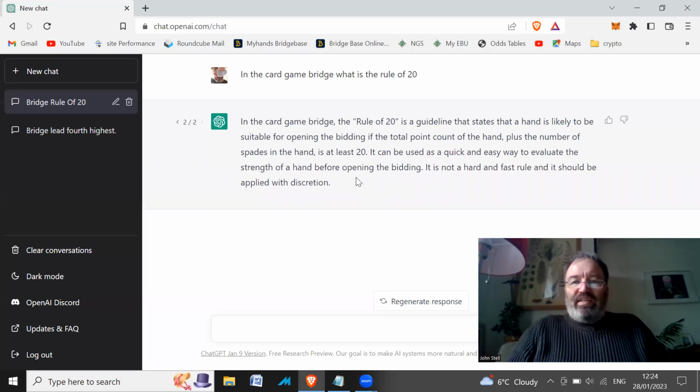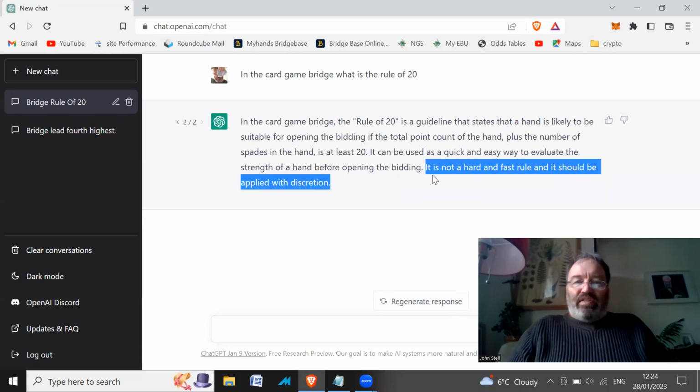It's on about the spades again, but it's not mentioned no trumps this time. In the card game Bridge, the rule of 20 is a guideline that states that a hand is likely to be suitable for opening a bidding if the total point count of the hand plus the number of spades in the hand is at least 20. It can be used as a quick and easy way to evaluate the strength of a hand before opening a bidding. It is not a hard and fast rule, and it should be applied with discretion. So it's taken certain elements of it. Like, for instance, here, it is not a hard and fast rule, and it should be applied with discretion. I'm guessing that is part of the answer, which is correct.